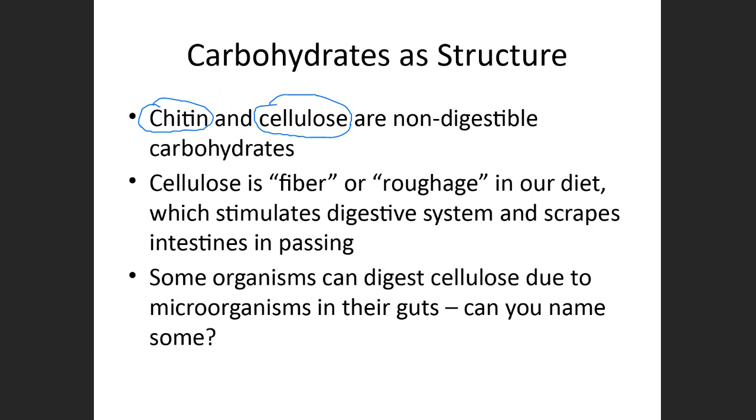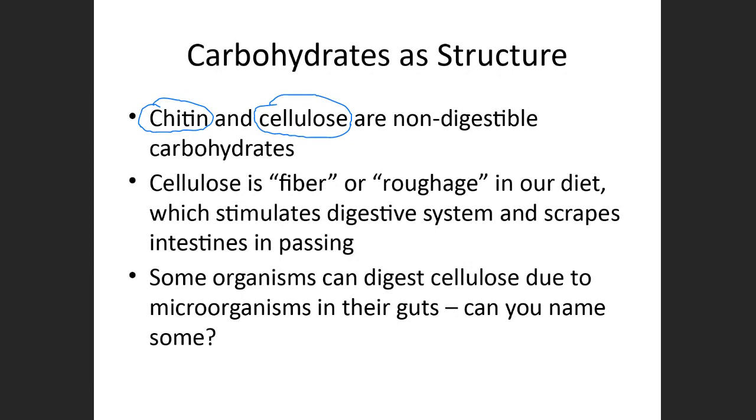Not necessarily chitin. I didn't go around eating cicadas. Some of your dogs may have when they were out. But cellulose is the roughage in our diet. So like kale has a lot of fiber in it. You're not digesting all of that, but it's kind of moving through and cleaning out your intestines. So it's still important to have a fibrous diet, but it's not giving you calories. It's not giving you energy.